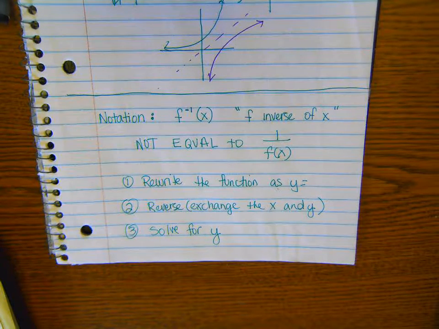So how do you want to undo a square? Square root. How do you want to undo a cube? Cube root. If you want to get rid of a cube root, you cube it. If you want to get rid of a square root, you square it. If you want to get rid of addition, you subtract. Multiplication, you divide. Right? Okay. Let's do one, and I'll show you what I mean.